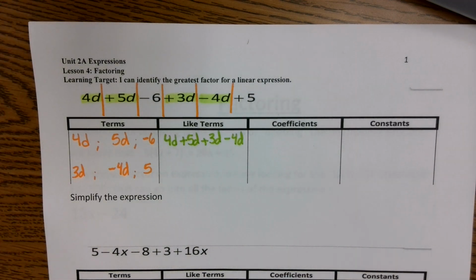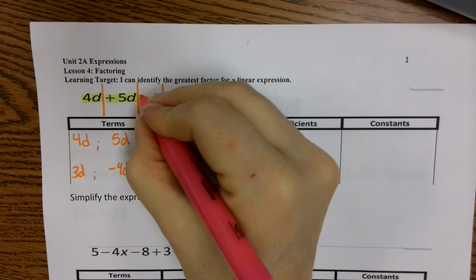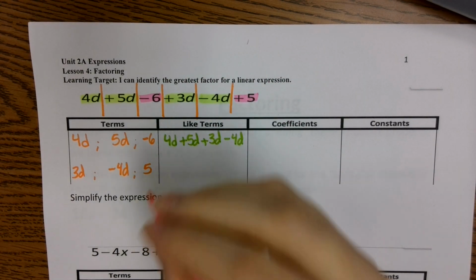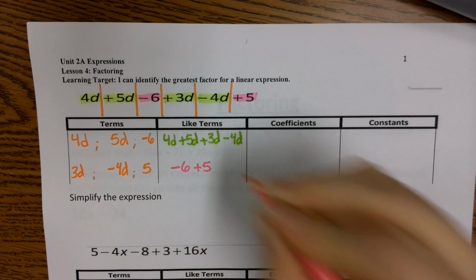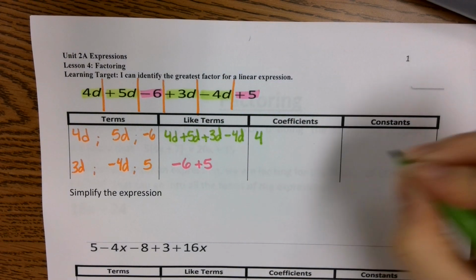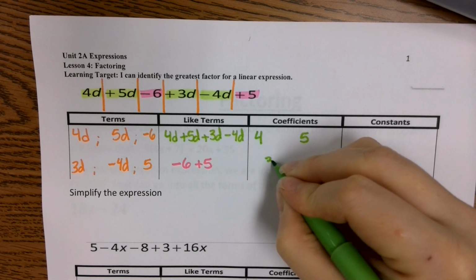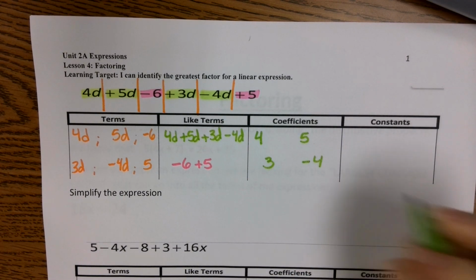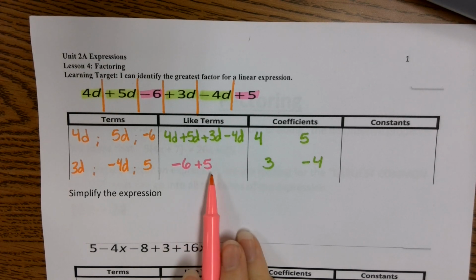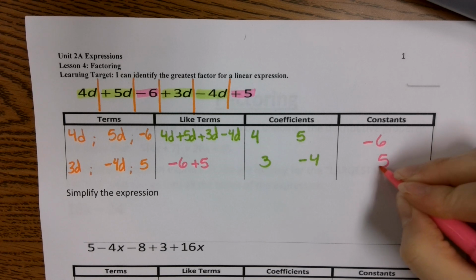Okay, and then I've got my constants that are a like term set. So I have a -6 and a +5 that are going to be my like terms for my constants. Okay, the coefficients are the values that belong with the variables. It's not the variable itself, it's just the number attached to the variable. So I have a +4, a +5, a +3, a -4. All of these are going to be a listing of my coefficients. And then my constants are what's listed down here. I have a -6 and a +5.